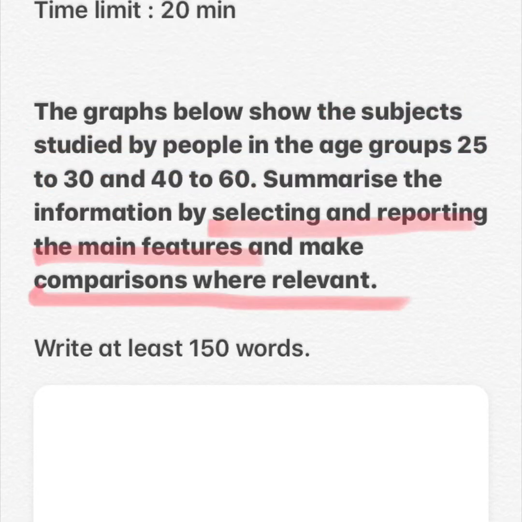And the topic is: the graphs below show the subjects studied by people in the age groups 25 to 30 and 40 to 60. Summarize the information by selecting and reporting the main features and make comparisons where relevant. Write at least 150 words, and the time limit is 20 minutes.